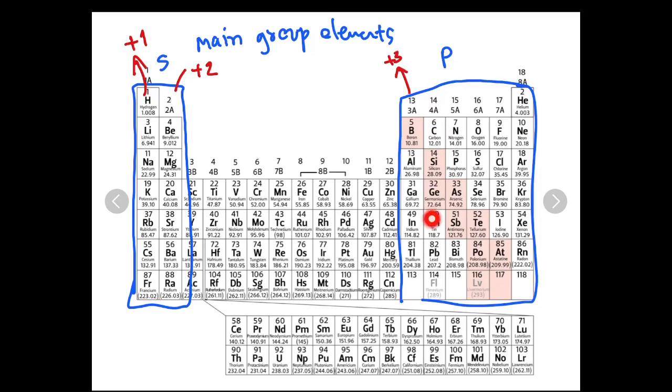So most likely this group will not actually accept nor gain. Okay, so it's pretty much going to share. So this is the group that is most likely to form a covalent bond, not an ionic bond, or form a covalent compound. So we can skip that.